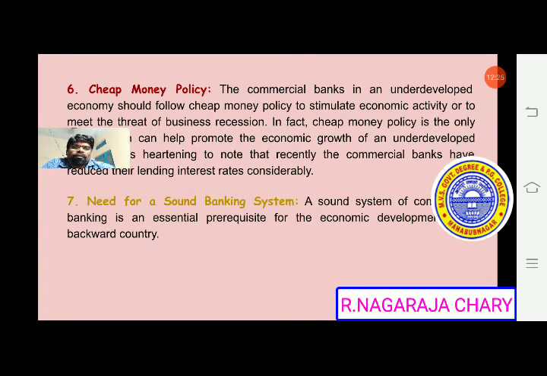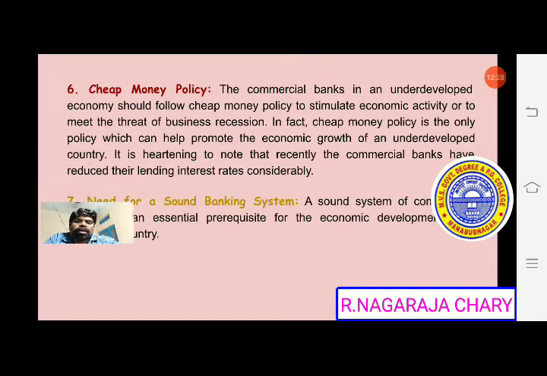Next, money policy. Here commercial banks in an underdeveloped economy should follow a cheap money policy to stimulate economic activities or to meet the threat of business recession. In fact, cheap money policy is the only policy which can help promote the economic growth of an underdeveloped country. It is heartening to note that recently commercial banks have reduced their lending interest rates considerably.